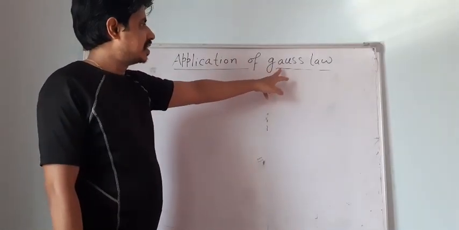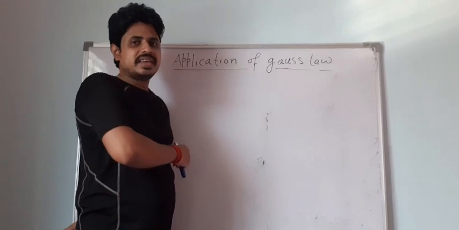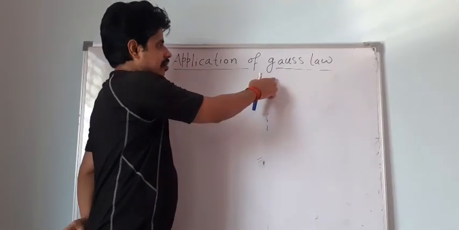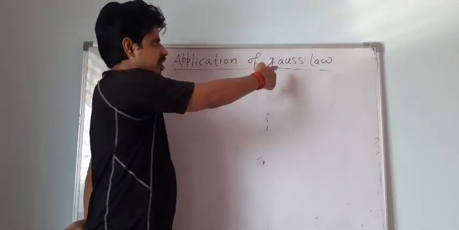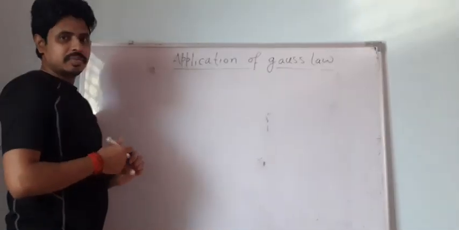So basically it is an alternative approach to Coulomb's law, because generally we apply Coulomb's law to find the electric field, but in some cases, in some regular and symmetric arrangement of charge, we can also apply Gauss law. So let's start with the first application.